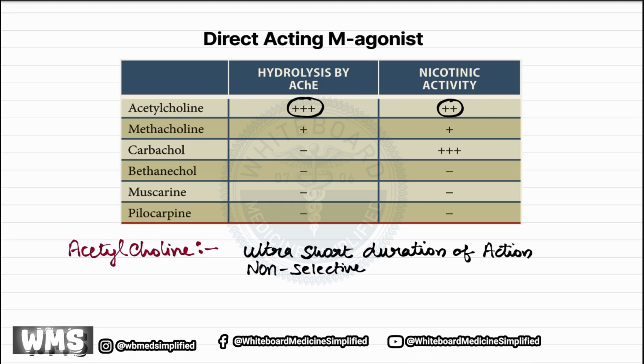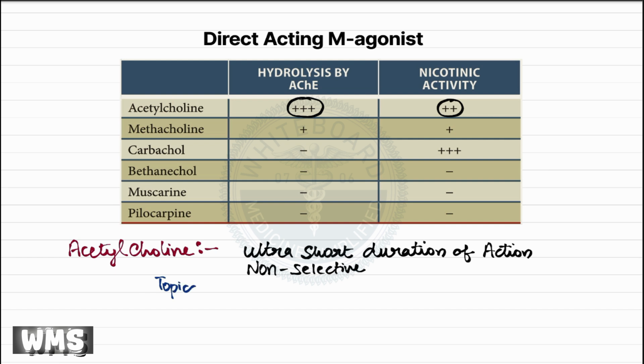However, it is sometimes used topically in ophthalmology, mainly to produce miosis during ophthalmic surgery, where it is usually instilled into the eye as about a 1% solution.